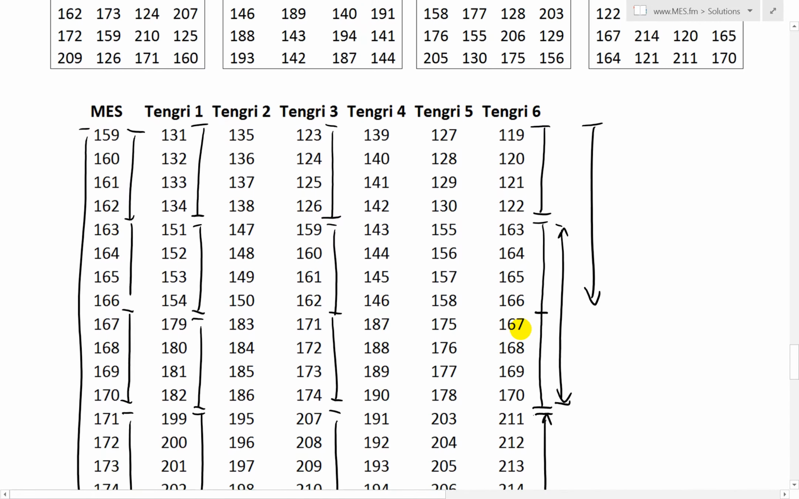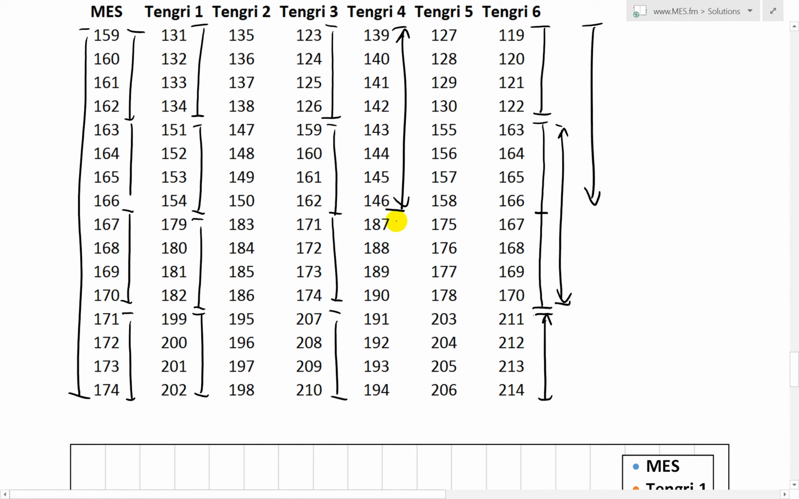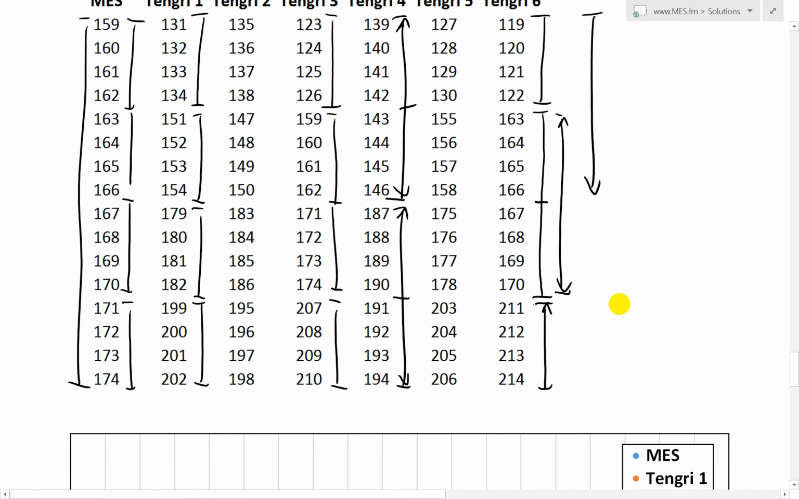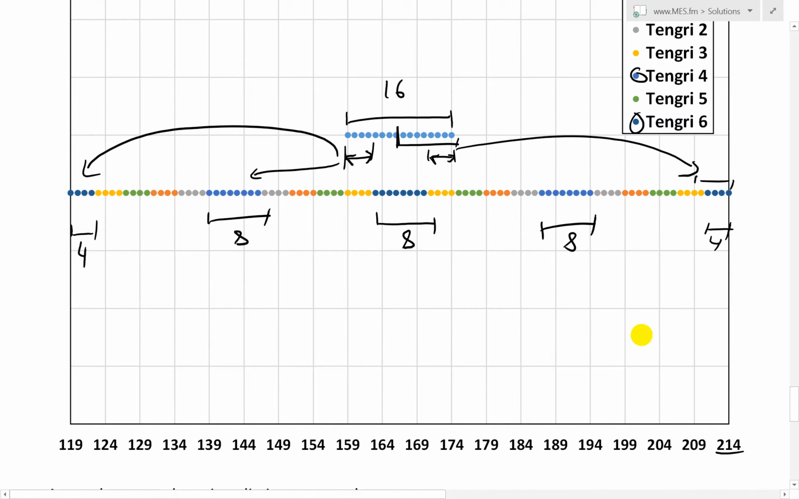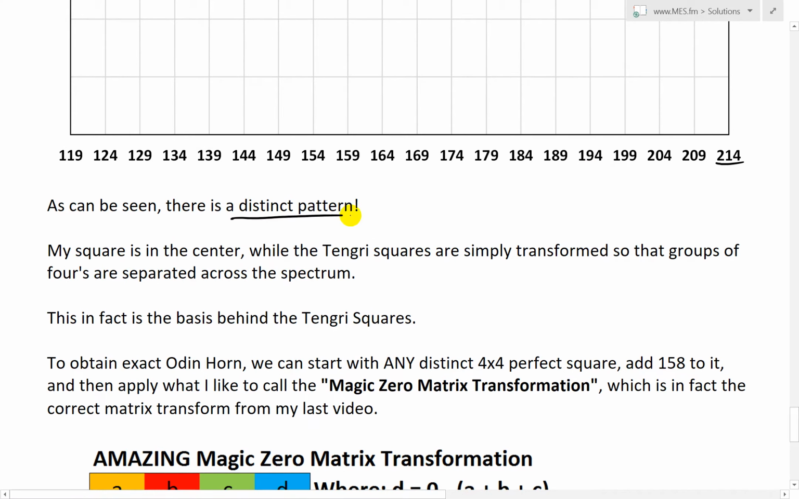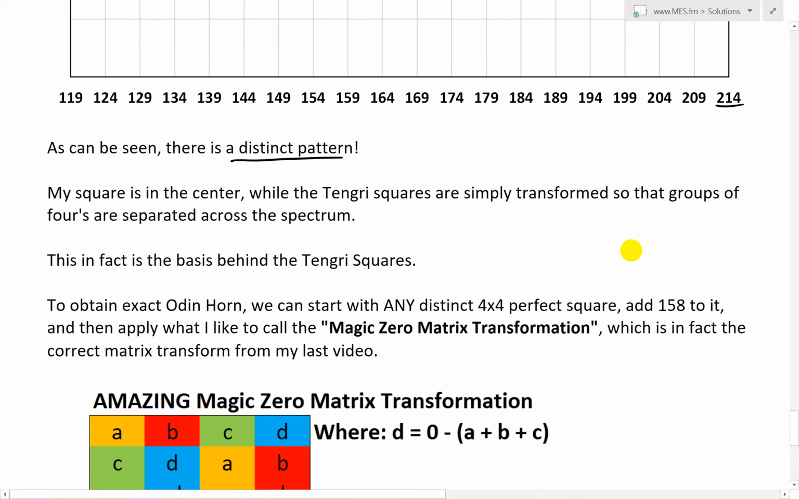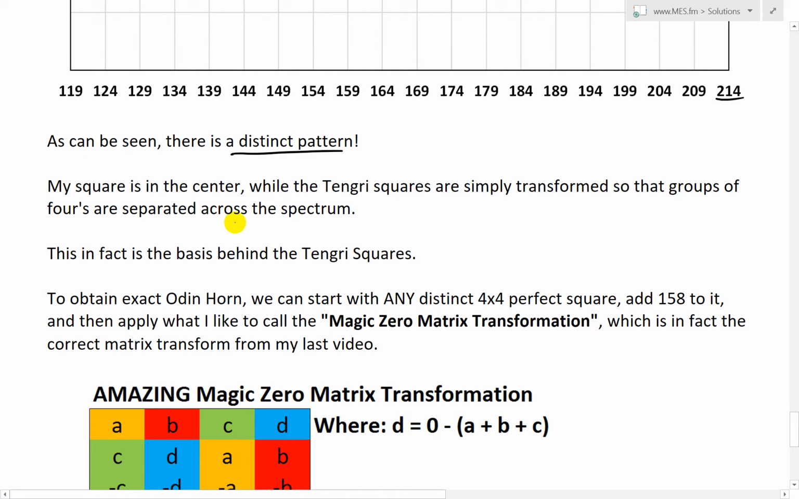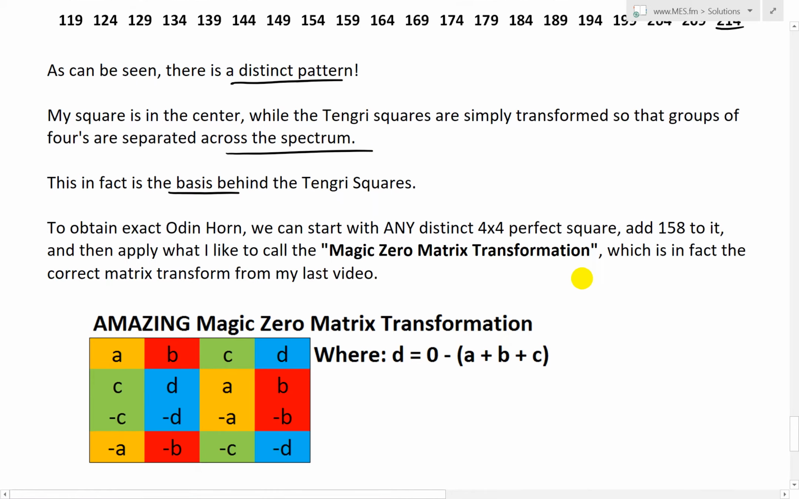So yeah, let's look at that 4 again. This one is actually an 8, all the way to 4, 6. This one is splitting it down the middle and moving it across. It's still in 4s, so the 4s still remain. That's pretty much it. You just visually move things around. As can be seen, there's a distinct pattern. My square is in the center, while the Tengri squares are simply transformed so that the groups of 4s are separated across the spectrum. This, in fact, is the basis behind the Tengri squares.